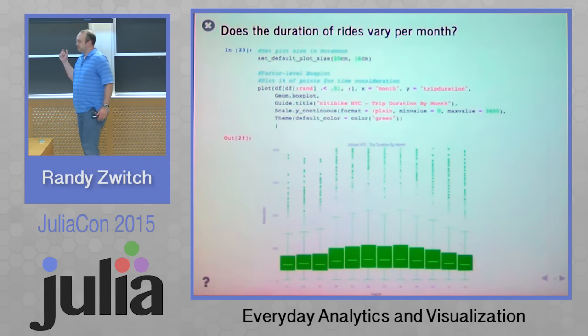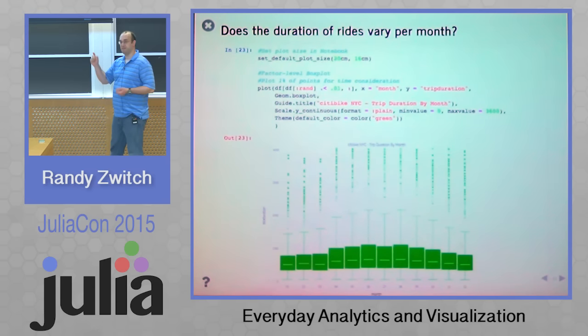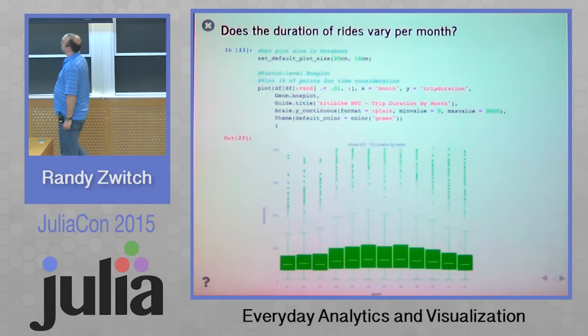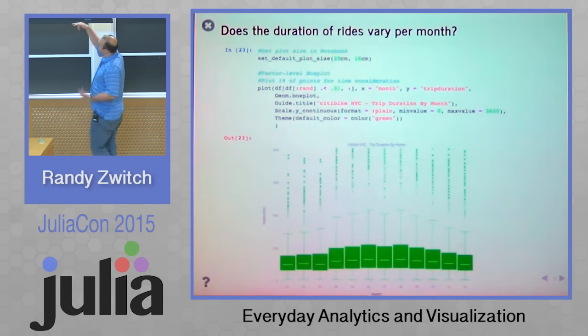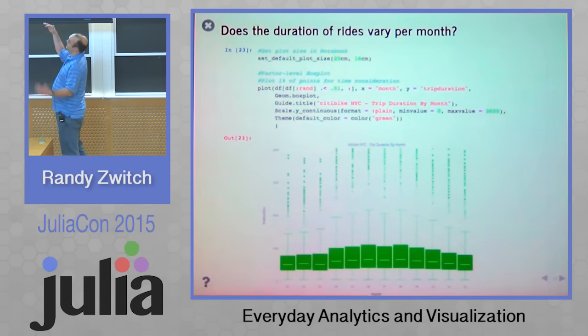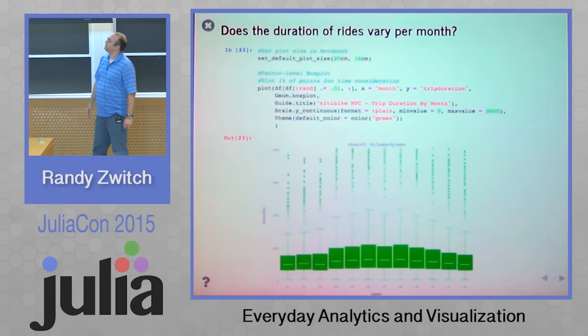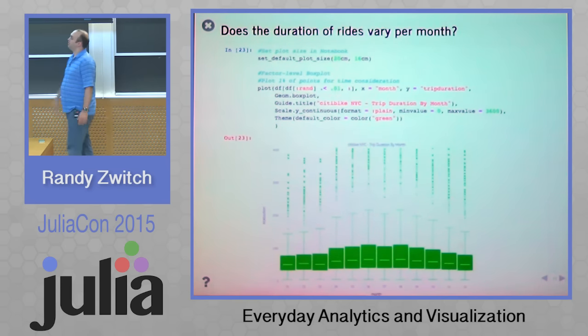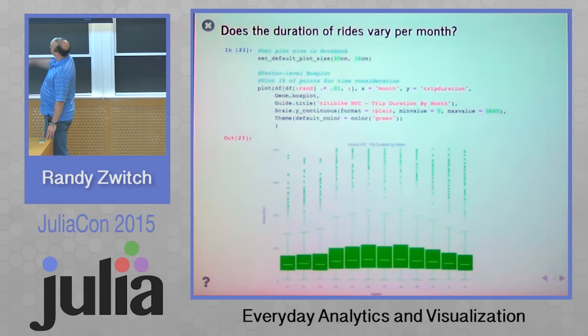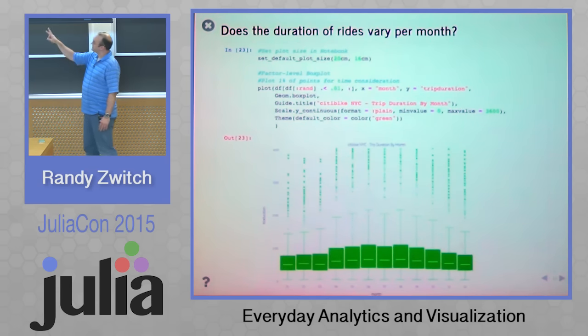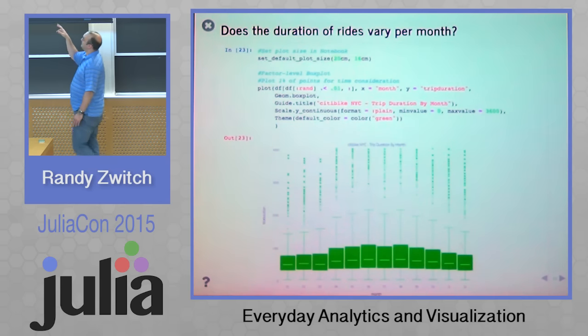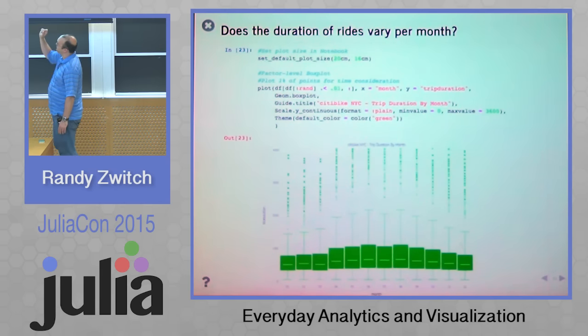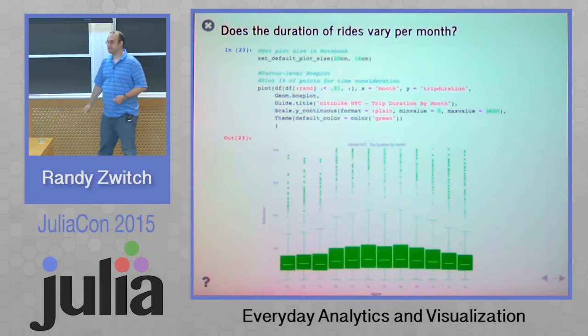is that, yes, the duration of the rides do vary per month. And we can see that by the length of the boxes for each of the columns here. And then, of course, the horizontal lines at the end, the whiskers, if you will, also show that at the extremes, the rides are much longer. And again, that proves the hypothesis I was talking about before, where when it's nice out, people ride bikes longer, and when it's perhaps not so nice out, they ride shorter distances.